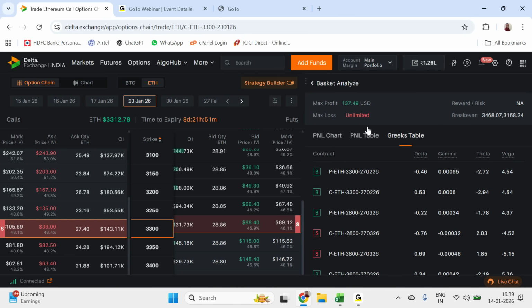Two, three things you have to see. First, the max profit projection here is wrong because three series are involved. It is taking it after expiry.